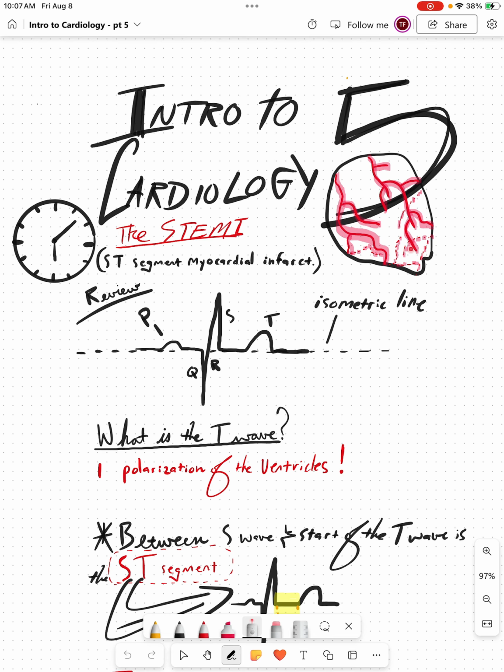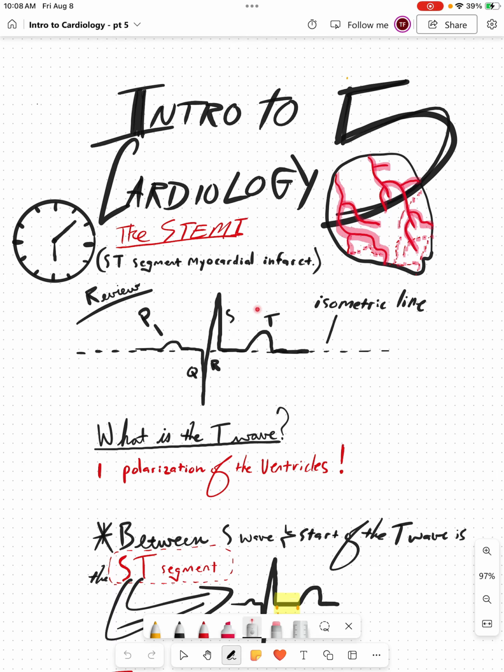We have our ECG wave here. I have my P wave, my QRS complex, and then a T wave. P wave is going to be the depolarization of the atria. QRS is going to be the depolarization of the ventricles. The repolarization of the atria is going to be lost in this large electrical complex, and the repolarization of the ventricles is your T wave.